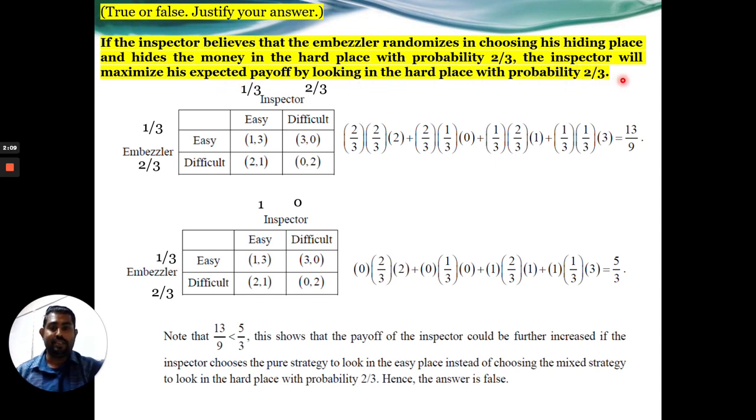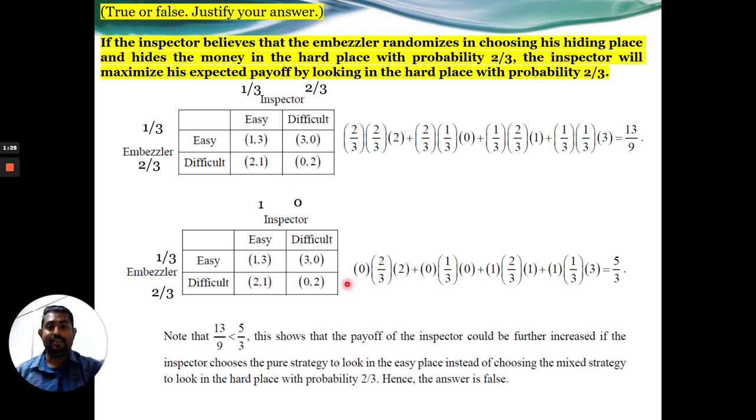Okay, next, because we want to know whether the inspector will maximize the payoff if it looks in the hard place with 2/3. So for this case we make sure we use the same table. For the embezzler, we still put 1/3 and 2/3, while for the inspector now we change it. If the inspector looks in the easy place, the probability will be 1, and if the inspector looks at the difficult place, the probability will be 0, because here they mention the inspector will maximize expected payoff by looking at the hard place with probability 2/3. That's why I put 0 here.